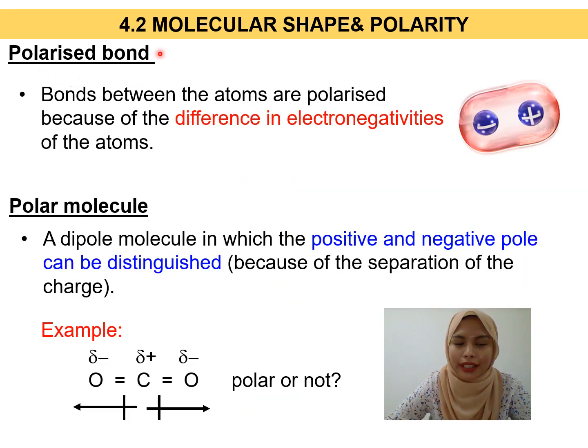Okay, polarized bond ni lebih kurang samalah dengan polar covalent bond yang Miss dah terangkan tadi. Okay, kalau let's say you ada molecule and if let's say you ada bond between the atoms, okay, the bond is polarized bila ada difference in electronegativities between the atoms. Okay, pola molekul pula macam mana nak tentukan pola molekul? You boleh tentukan melalui dia punya dipole moment of the positive and negative pole, which Miss akan terangkan nanti.